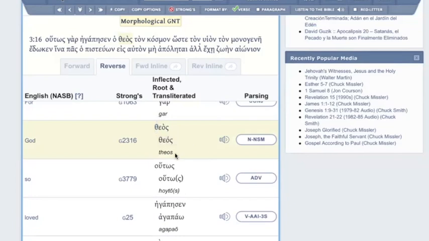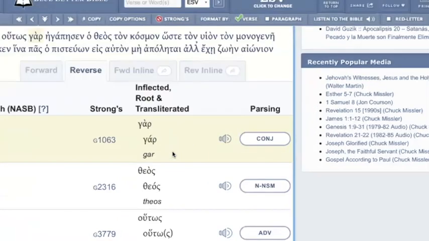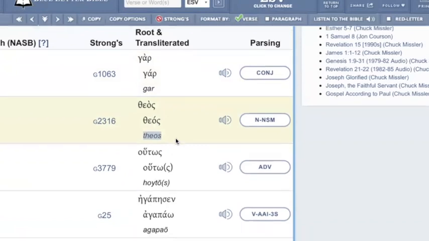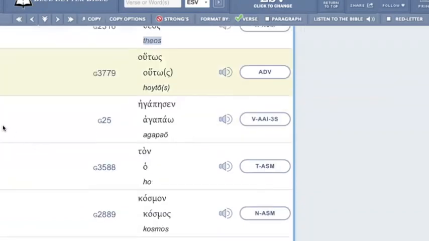So theos. But you can see, let me make this a little bigger on the screen. You can see right down here, this is called transliteration. It takes the Hebrew up here, or the Greek up here, and puts it into English letters. So let's say you want to learn this word, loved.